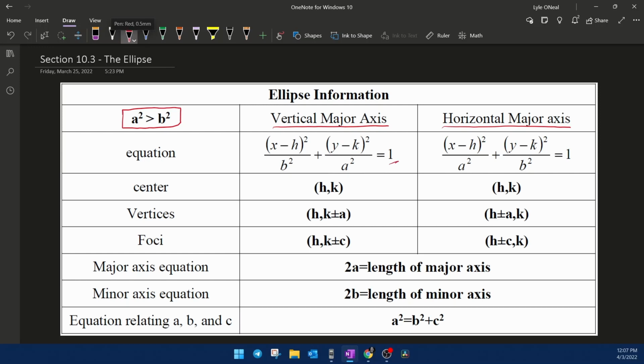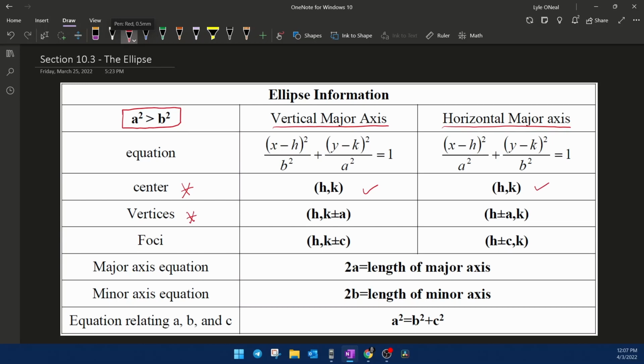And I would like you to notice that in order for your ellipse to be in standard form, the equation must be equal to 1. Next, the center of the ellipse is the same regardless of whether you have a vertical or horizontal major axis. The center in both cases is the ordered pair h, k.